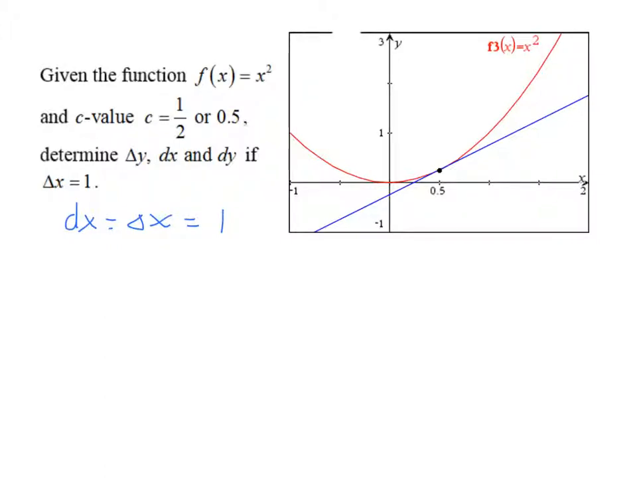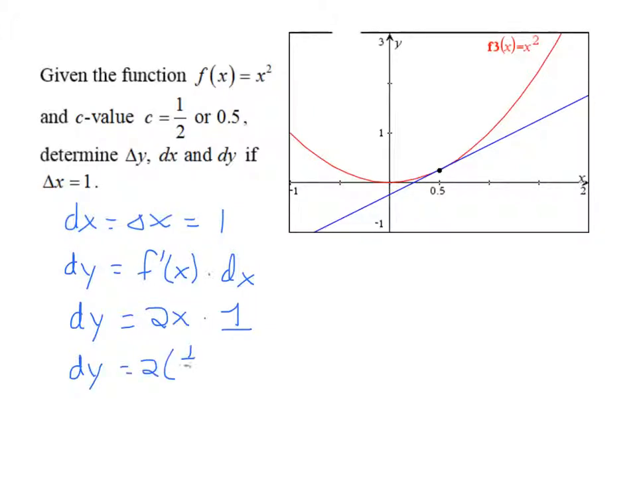Now, the next easiest one to determine is probably dy. You might recall from the definition that dy is simply equal to f prime of x times dx. That would mean that dy is equal to 2x times dx, and since dx is 1, we can fill 1 in. Now, at the value c equal to 1/2, we can plug that in for x, and we would have that dy equals 2 times 1/2 times 1. So dy also equals 1.